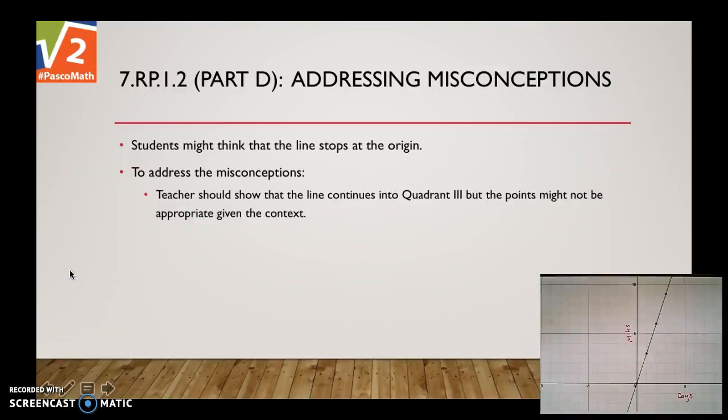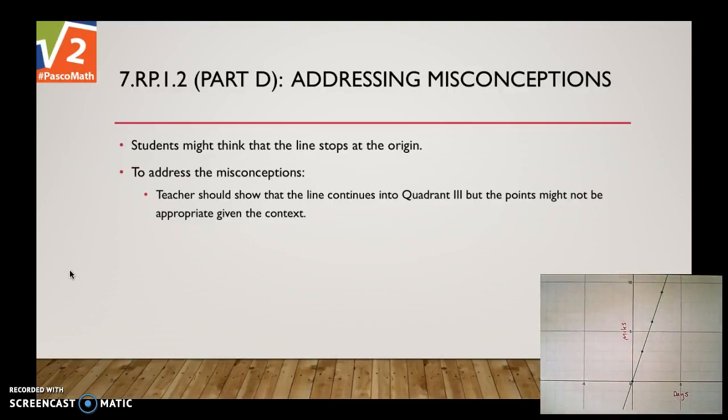Some misconceptions students might have with this standard: students might think that the line stops at the origin. Let's say, for an example, I just have how many miles you run each day over the number of days. And so we have some points, (0, 0). If we go here, that's 1, and it goes up 1, 2, 3. So this point here, (1, r), is actually (1, 3).